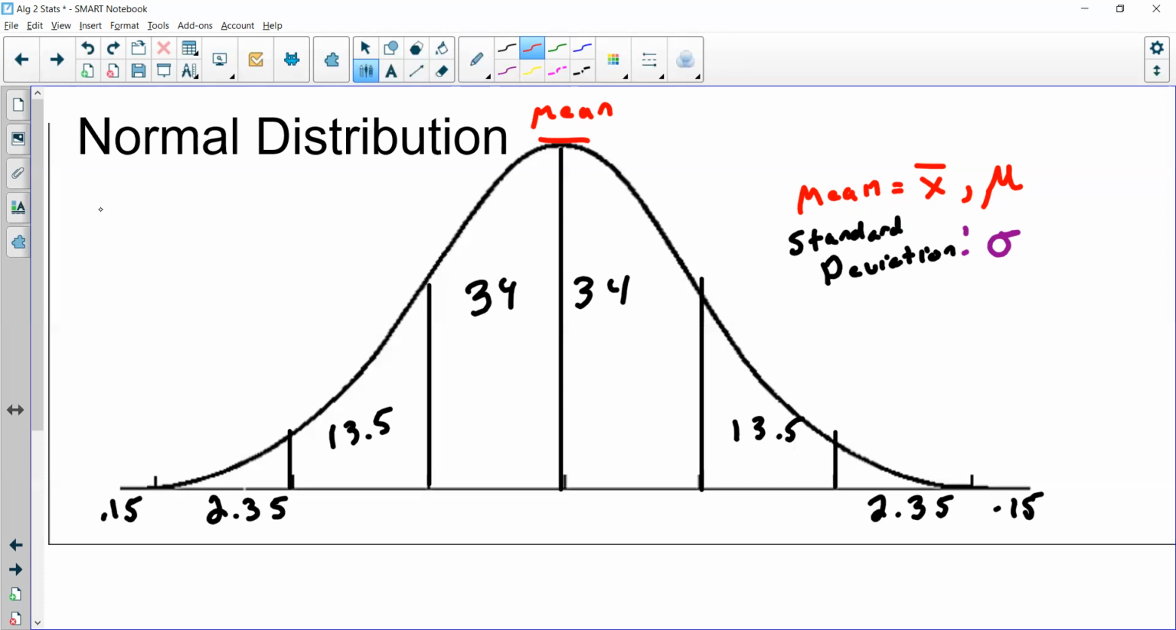So we're going to do an example where I'll show you, and then I'll give you examples. They're pretty simple. So let's say if I told you in this example, X bar equals 28 and sigma equals 3. X bar, or the mean, is 28, and sigma, or the standard deviation, is 3.